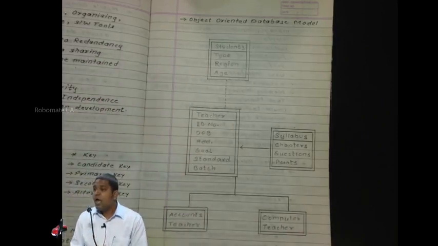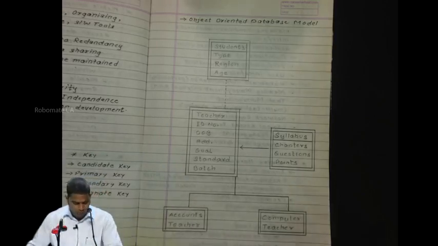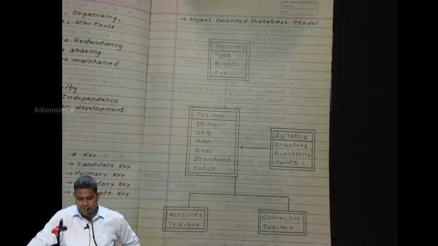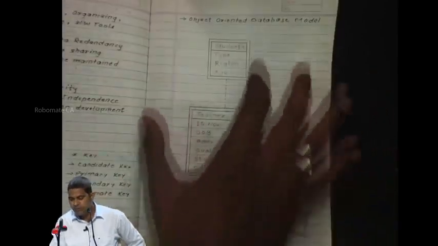This type of relation between the various tables is referred to as the object-oriented database model. Getting it? Understanding? So that was nothing but the object-oriented database model. Okay, please take down this table.